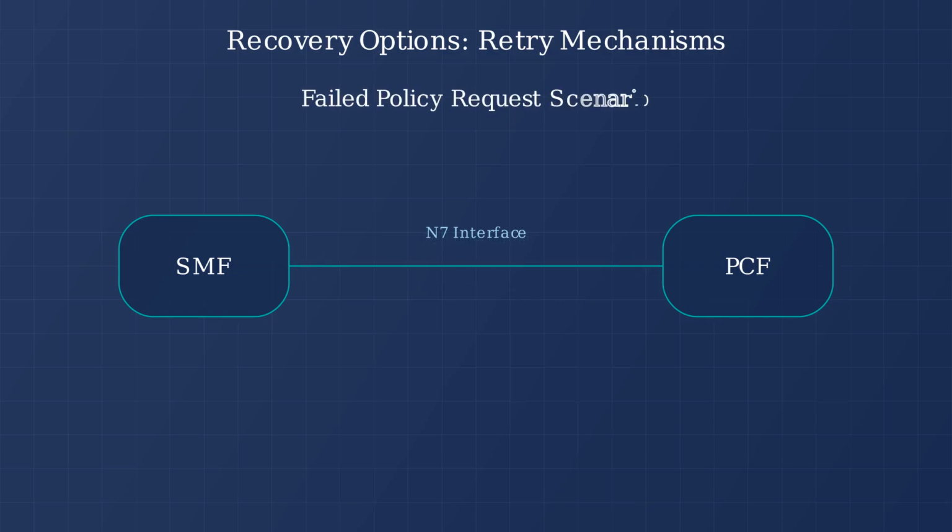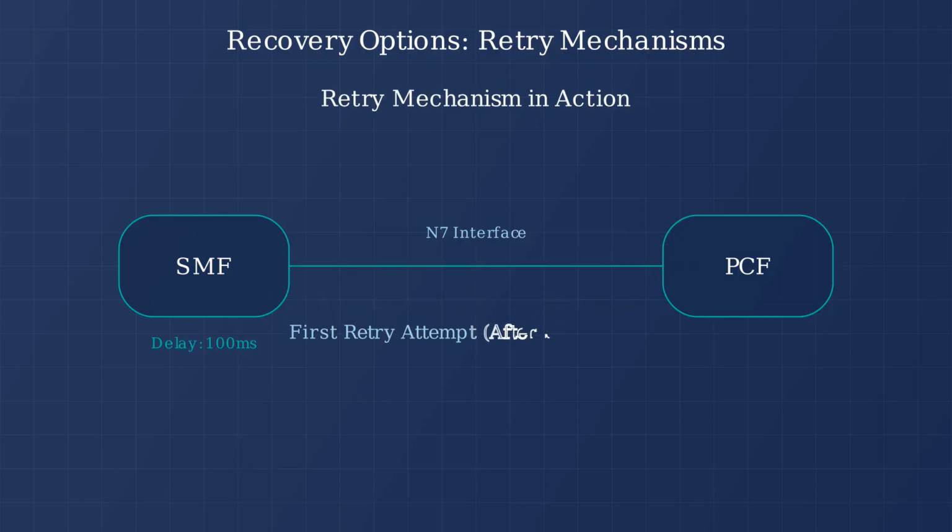However, sometimes the PCF may be unavailable or fail to respond to the SMF's policy request. When the SMF fails to get a policy decision, it can implement a retry mechanism. After a short delay, typically around 100 milliseconds, the SMF will retry the request. The first retry attempt sends the same policy request again, hoping the PCF has recovered or the network condition has improved. If the first retry fails, the SMF implements exponential backoff, doubling the delay time before attempting again. This progressive backoff strategy prevents network congestion from too many rapid retries while still attempting to recover the connection.